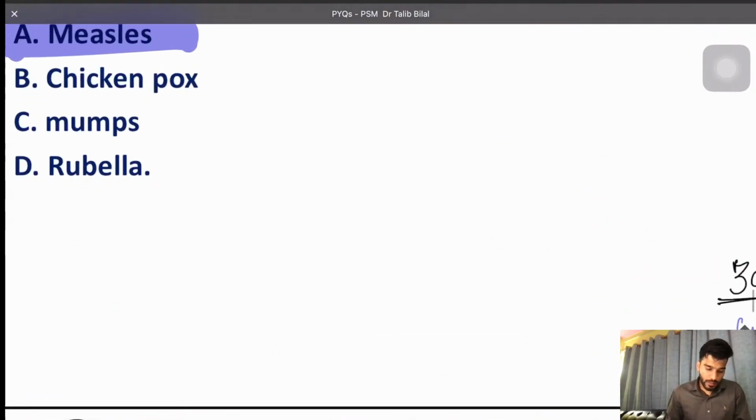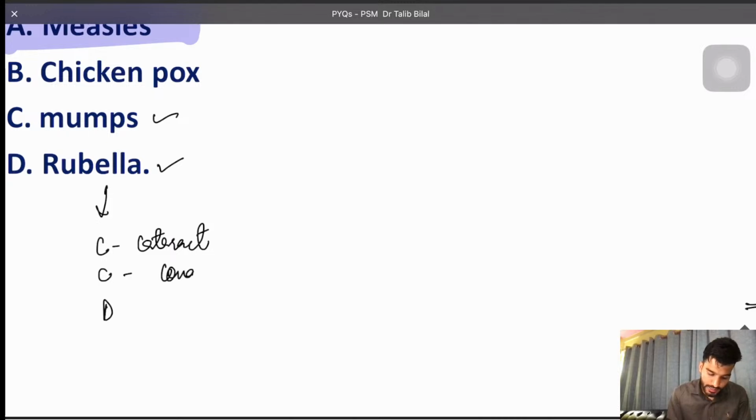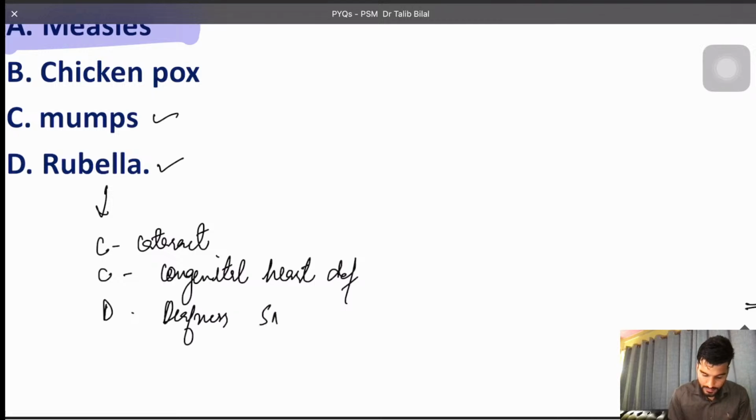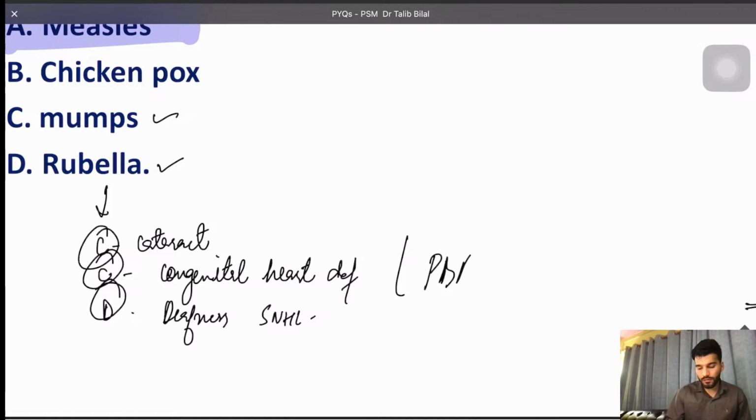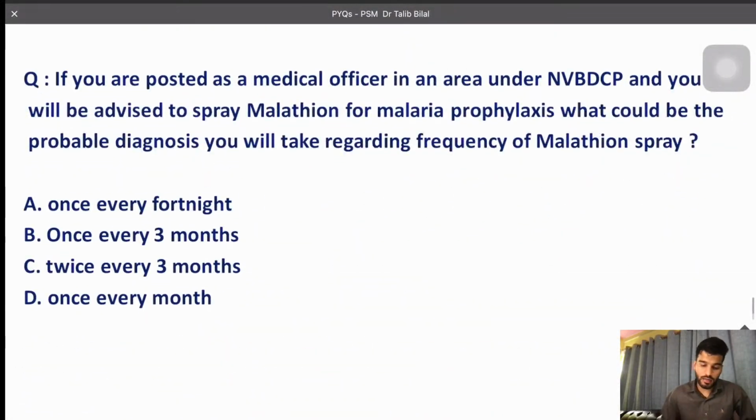Very good. Okay, then rubella and mumps we have already discussed, guys. In rubella we have the classical blueberry muffin rash. And in congenital rubella we have a triad called CCD. C for cataract, C for congenital heart defect, and D for deafness, SNHL. So remember Cafe Coffee Day, CCD. The most common cardiac defect associated with rubella is patent ductus arteriosus. So write it down, guys.